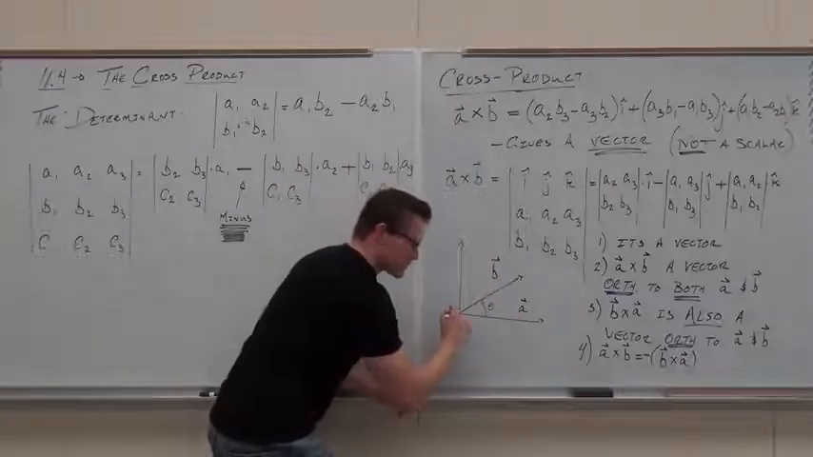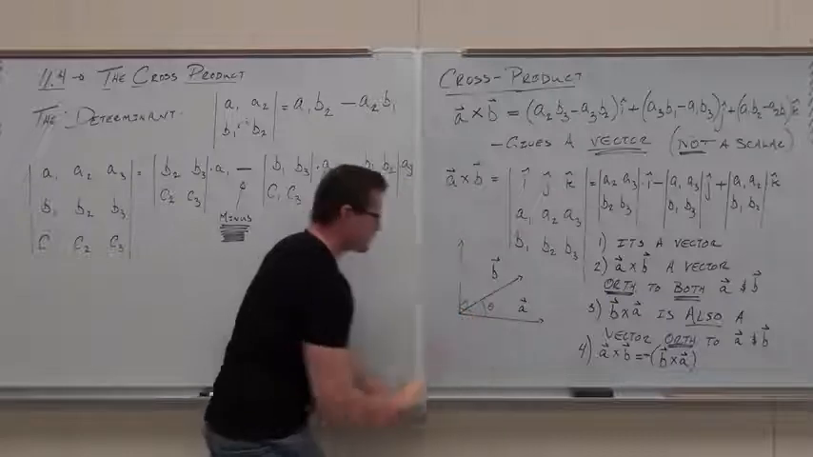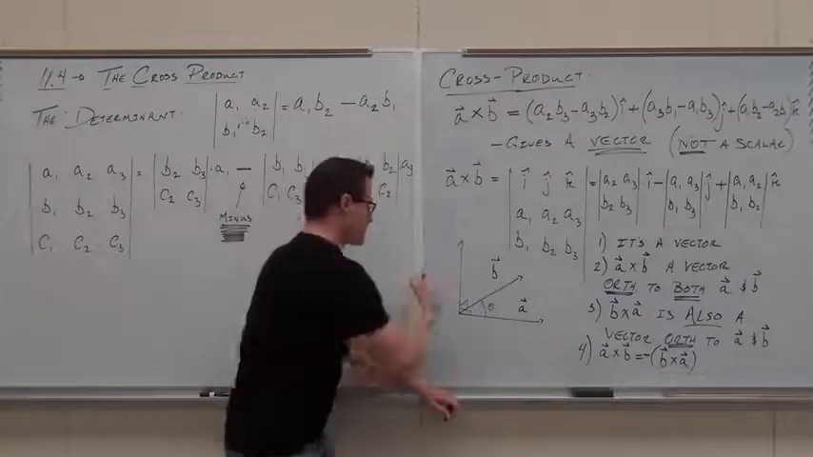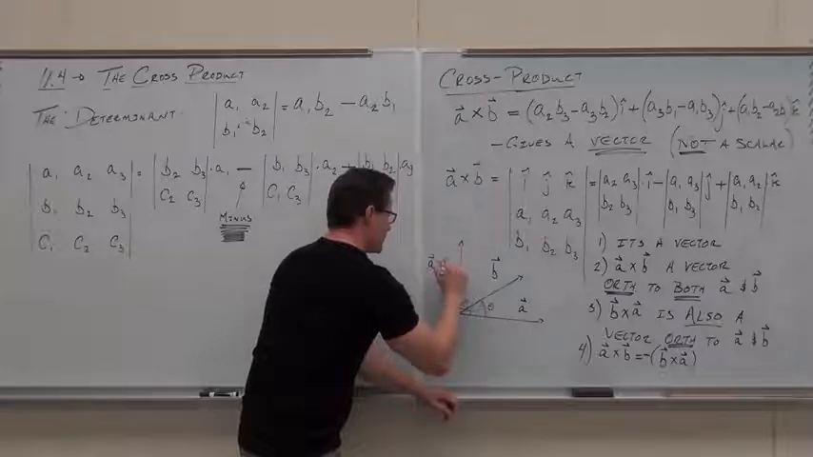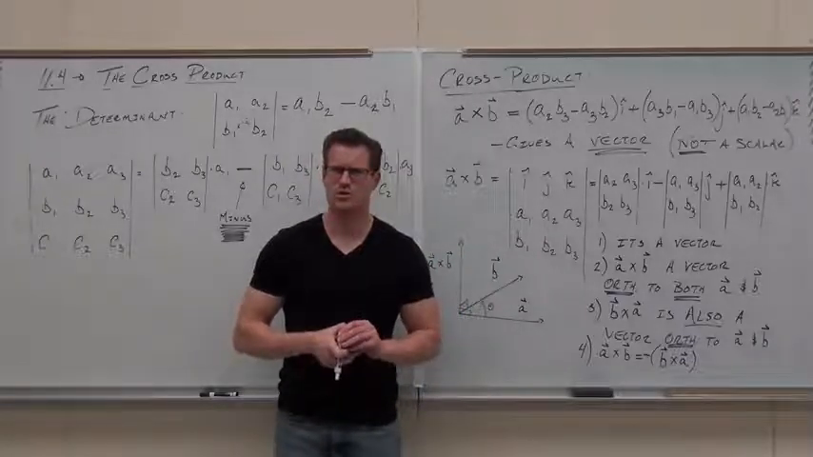This is perpendicular to both A and B. That is A cross B. Now you're like, well, wait a minute. How is B cross A any different?